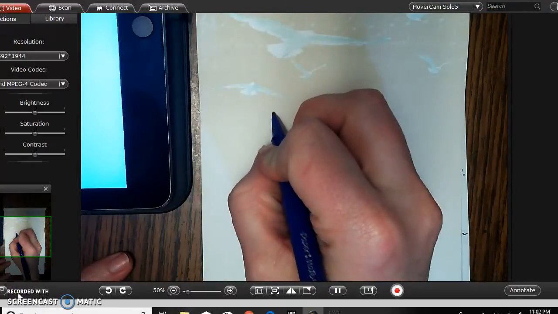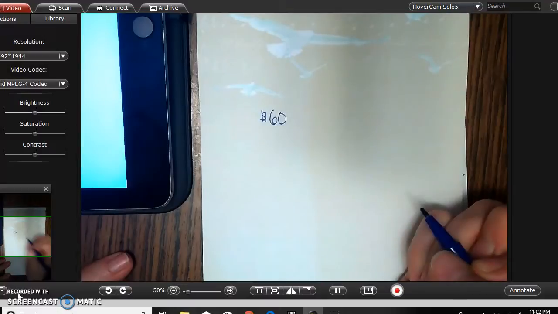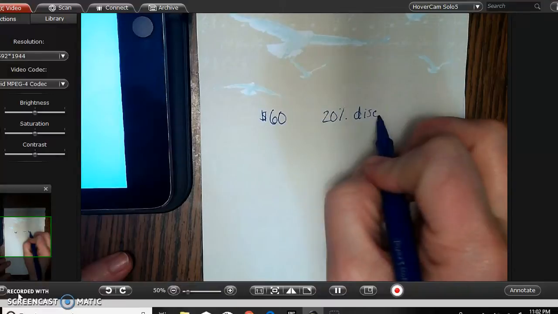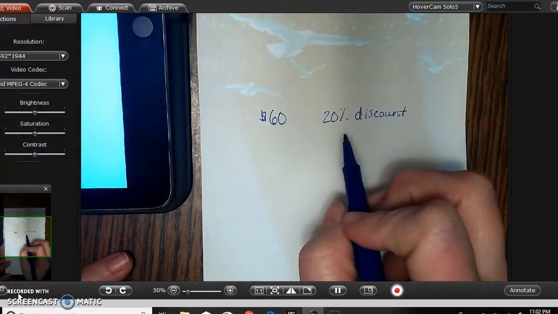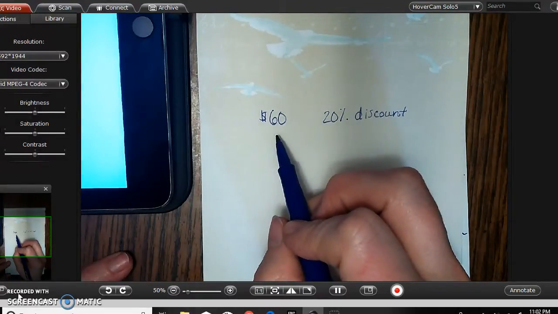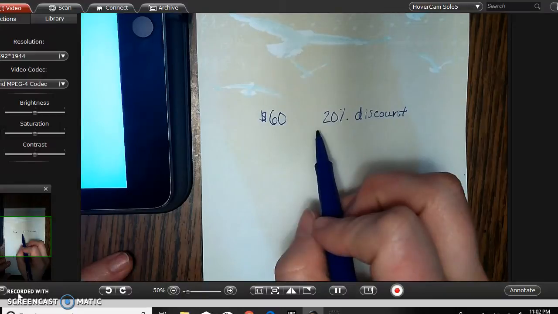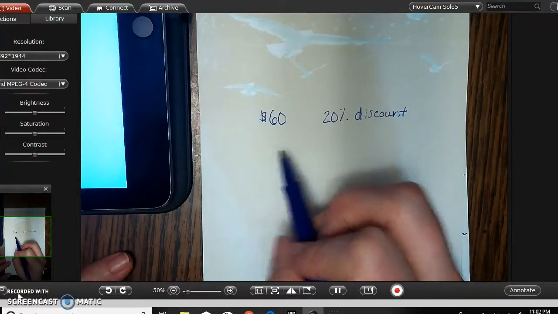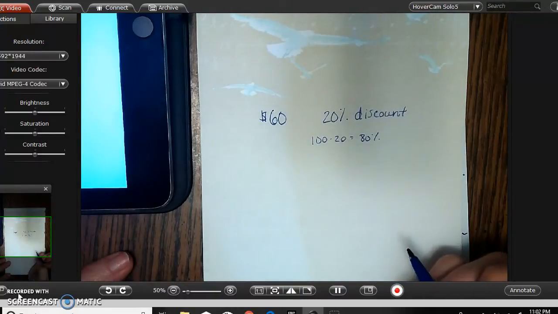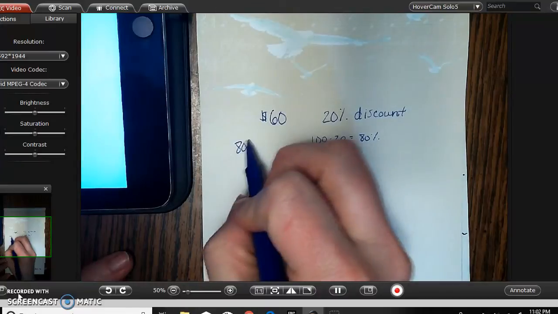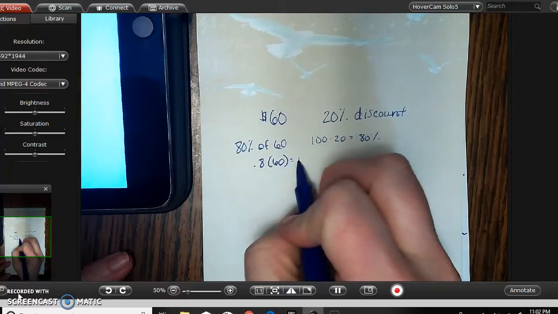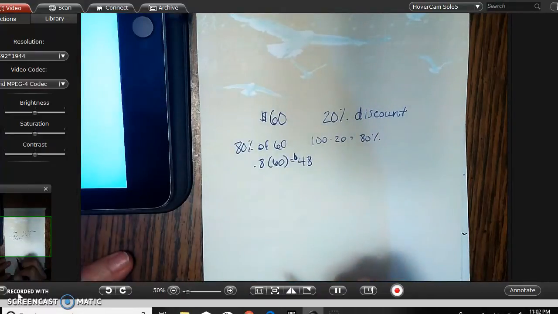So in order to do this problem, I know that the original price of the camera is $60. And that first I'm going to have a 20% discount. And remember, I can find the 20% and subtract it from there, or I can go, oh, this is 100%. And so if I'm taking 20% off, I'm only paying 80%. So I can just find 80% of it. So 100 minus 20 equals 80% again. So if I find 80% of 60, that's 0.8 times 60, and that's going to be $48.